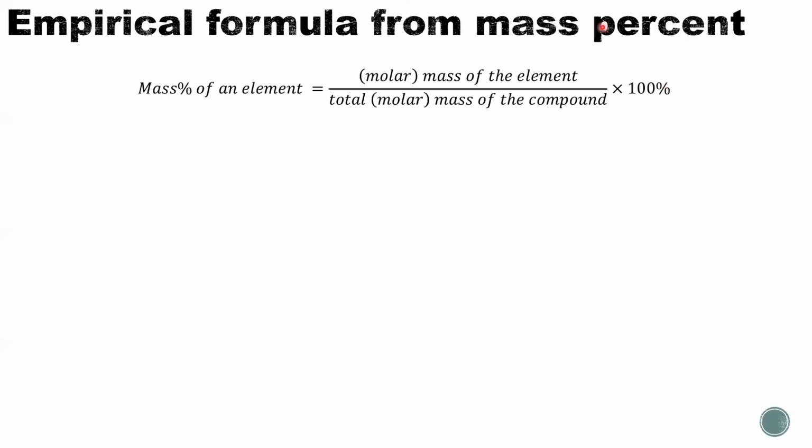There's another way we can get the empirical formula. We can get it from the mass percent. So what is a mass percent? The mass percent refers to an element in a compound. The mass percent of an element equals the mass of the element, or the molar mass of the element, divided by the total mass, or total molar mass, of the compound times 100%.